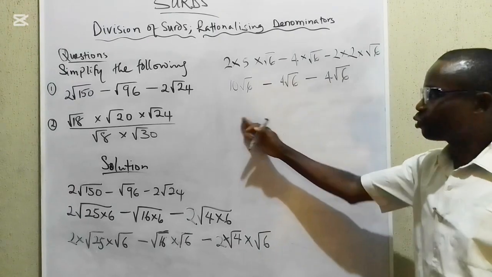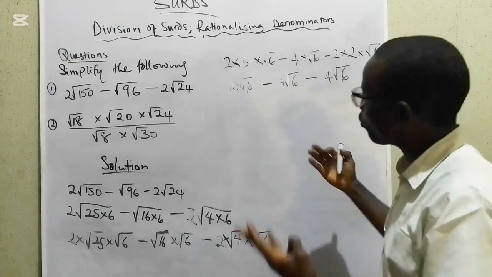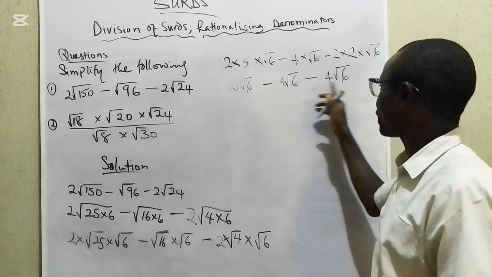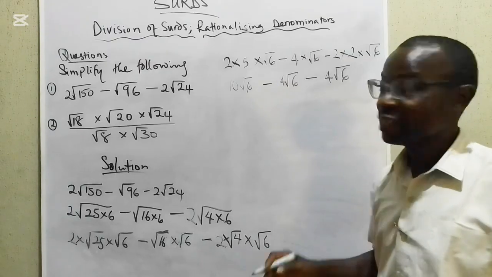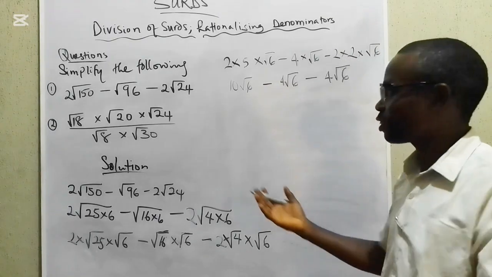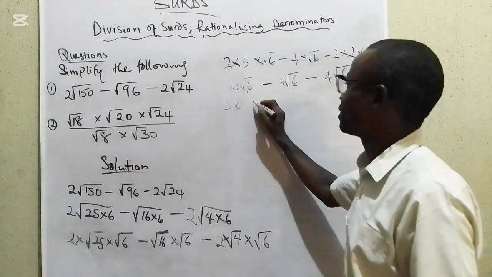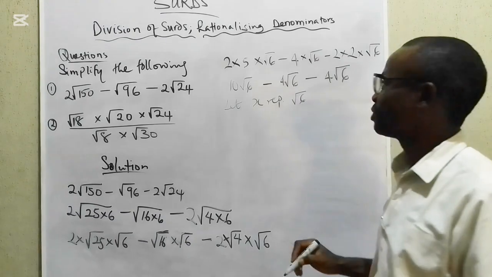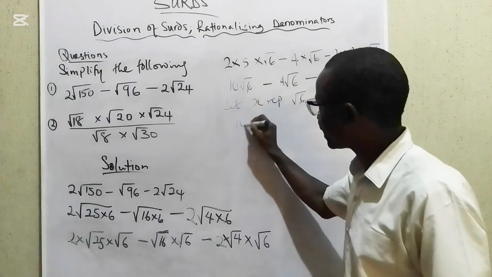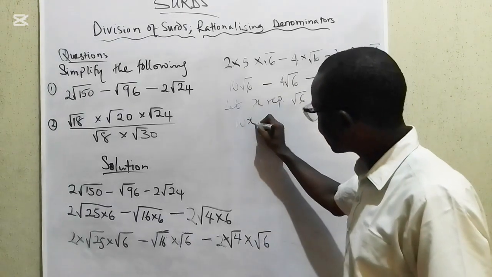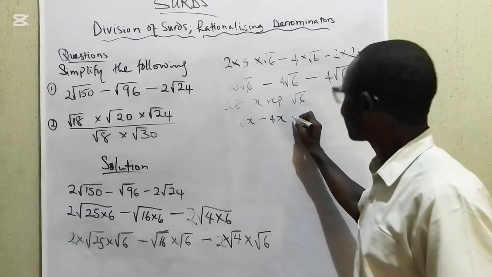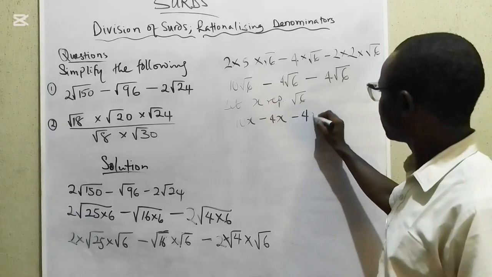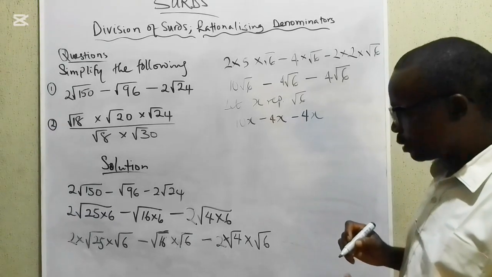Now, this brings me to what I said earlier at the beginning. We wanted to get to a place where the variables look alike, which would make it easy to add. Let x represent root 6. Look at what we'll do. It's going to be 10x minus 4x minus 4x. Hope this is correct.